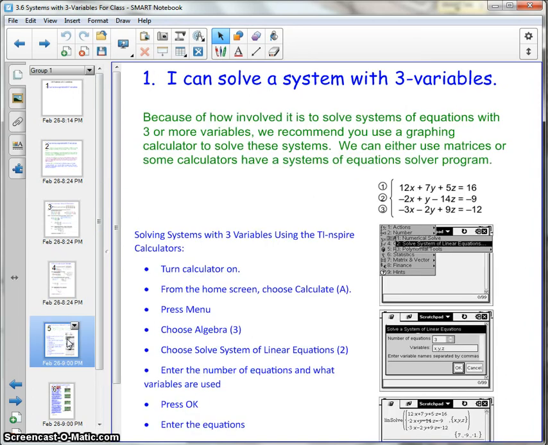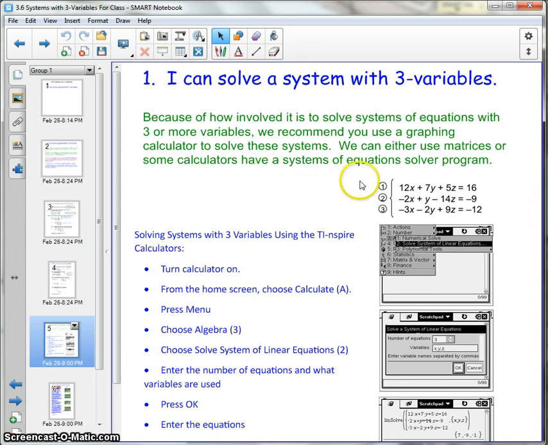So let's take a minute and look at how we would use our calculators to solve the systems with three variables. Because of how involved it is to solve systems of equations with three variables or more, we recommend you use a graphing calculator. We can use either matrices, which you would use on the TI-84 calculators if you have those, or some calculators have a system of equations solver program, which is what our TI Inspire calculators have, the ones that we use in class. So let's look at this example.